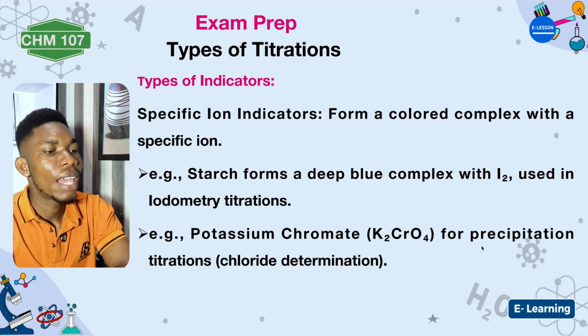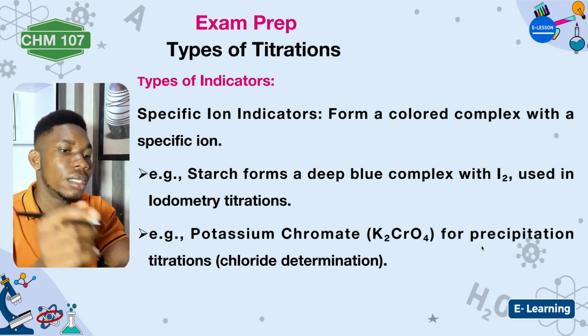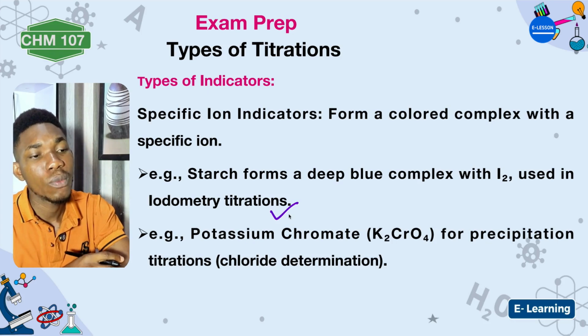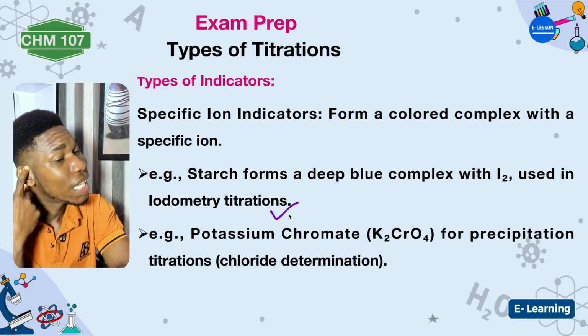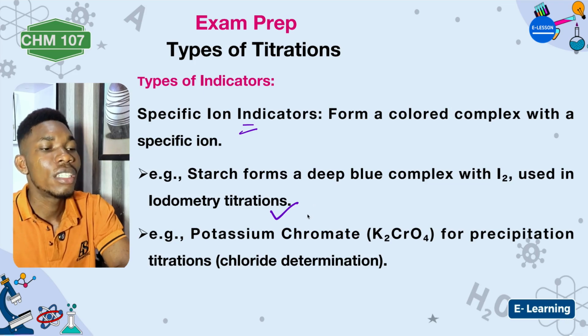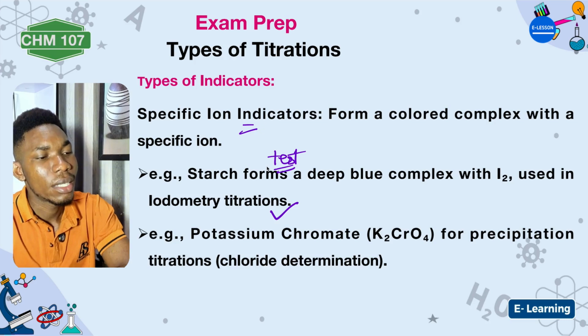Now, specific ion indicator. It forms a color complex with specific ion. For instance, you know that starch forms a deep blue complex with iodine. This is what is used in iodometric titration. Please take note. In the presence of iodine, starch forms a deep blue complex. And this is one of the tests used to check for starch, the test for carbohydrate. Starch with iodine forms a deep blue complex.